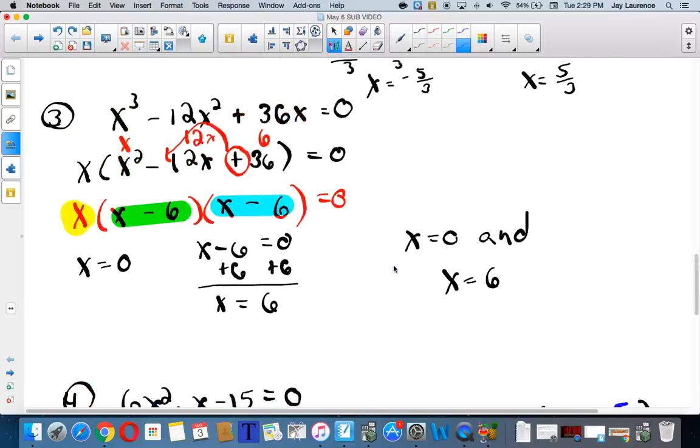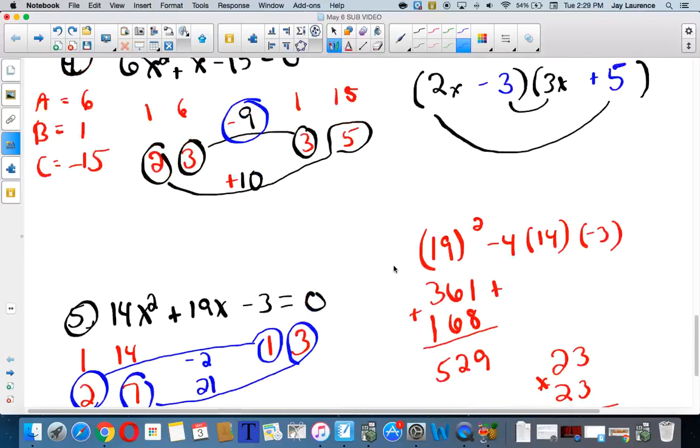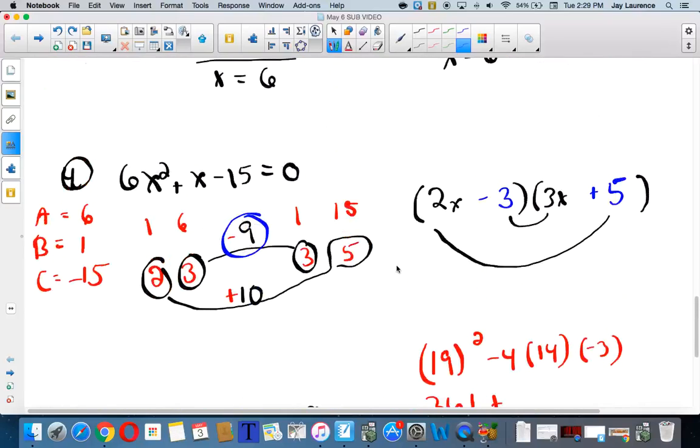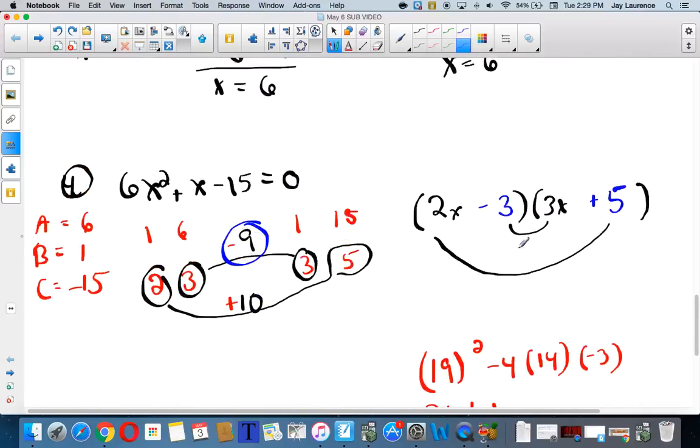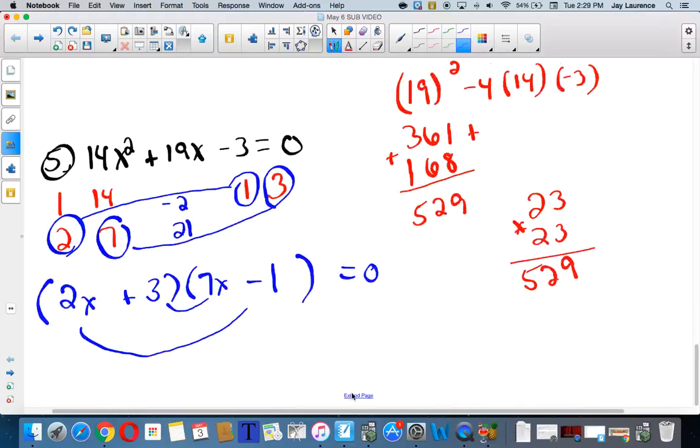I think I did. All right, so let's back up a little bit here. I factored it, and then I just moved on. Pardon me. I forgot to make it equal 0. Well, I'll tell you what, I'll finish 5, and then I'll go back to 4. So I'm not jumping around too much.